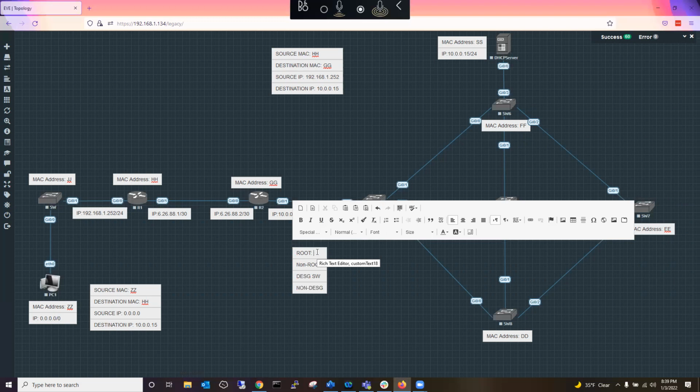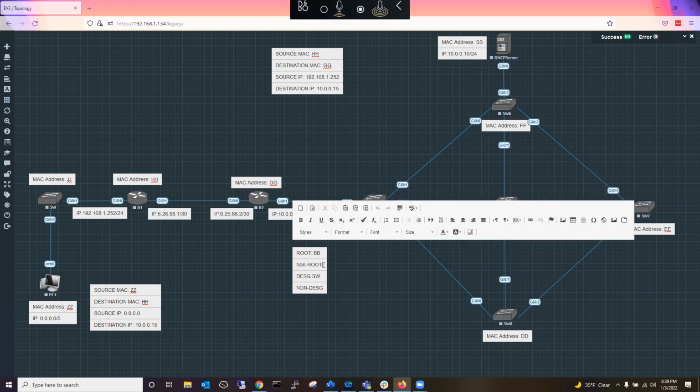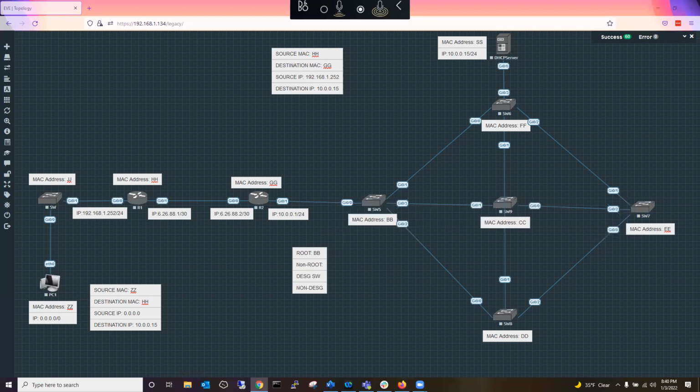And you hit right on the money for that one. So BB is our root because it has the lowest bridge ID, right? It has the lowest MAC address. Yes. The next part is we're going to elect our designated switch, right? Within the topology.